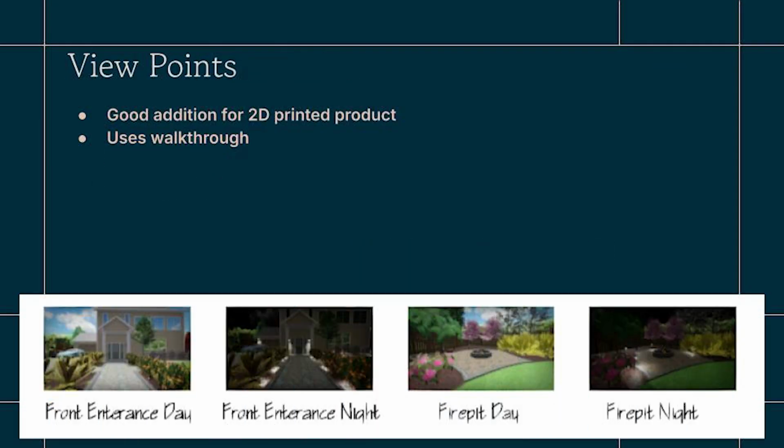We used the viewpoint tool to make a two-dimensional printout of our project look more attractive to a client. As you can see, we included different views of the front entrance. You can see it at both day and night, and the fire pit during the day and the night. Adding this media into your print allows a client to have an easier time visualizing what the final product will look like.